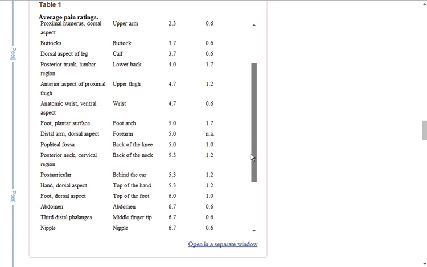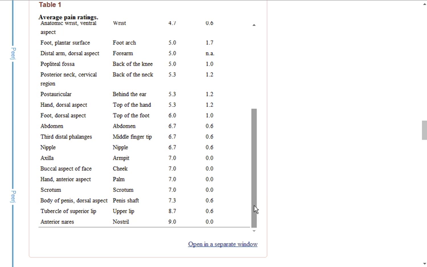Scroll down. So what if we get into the higher pain areas? Behind the ear, top of the hand, top of the foot, abdomen, middle fingertip. So like right on the tip of your finger. I can't imagine that would feel very good. Nipple, armpit, cheek. We're getting more painful. Palm. Oh my gosh. Males in the room are cringing. Females in the room are probably laughing at the males that are cringing.